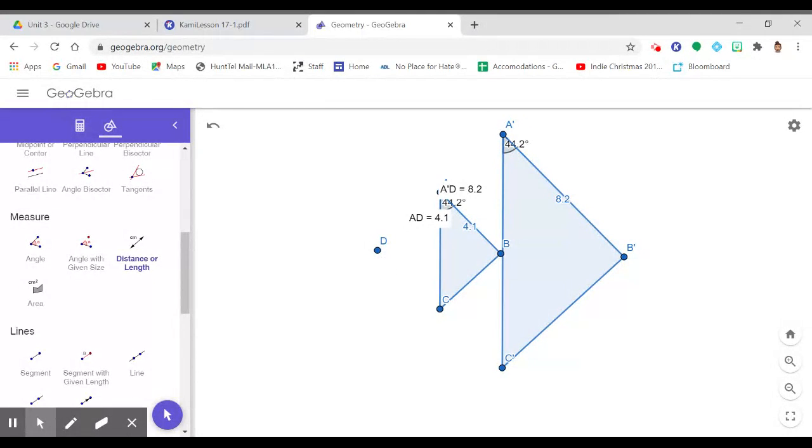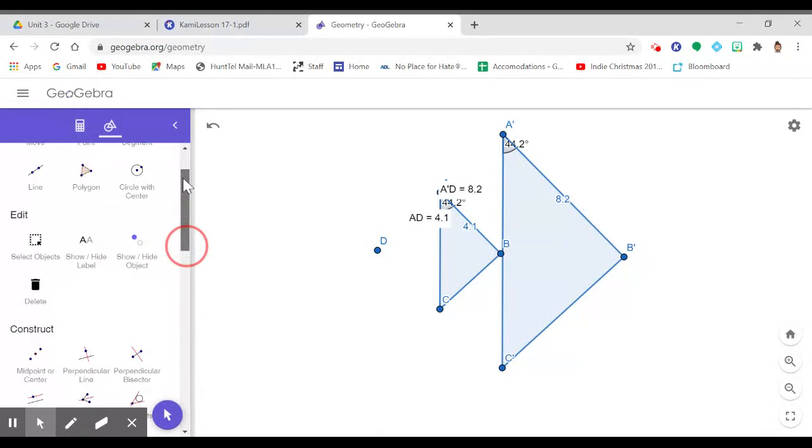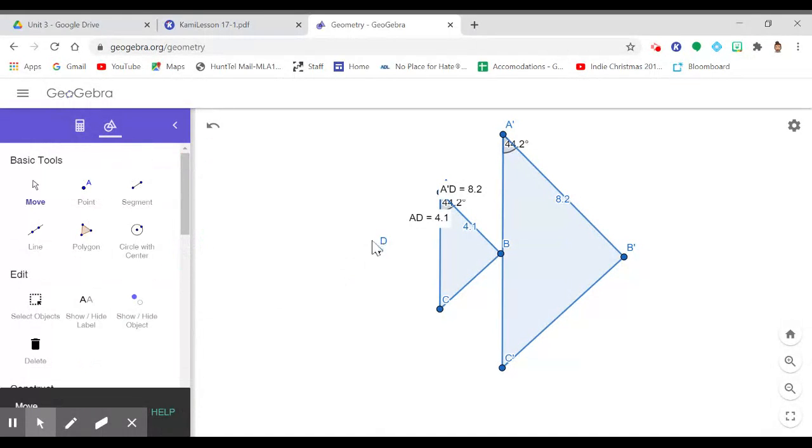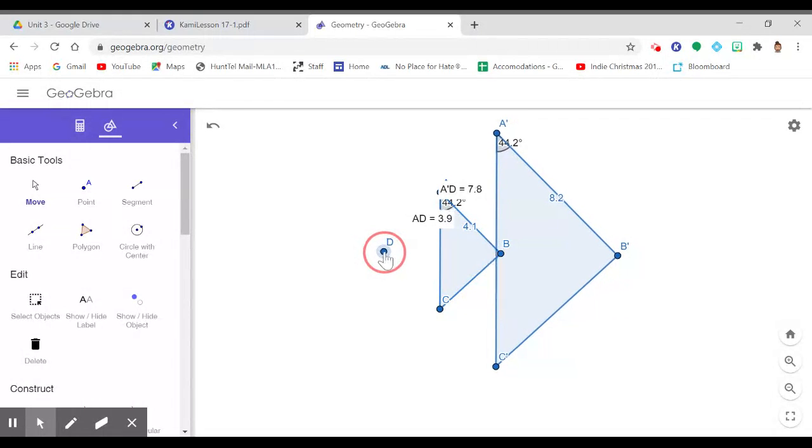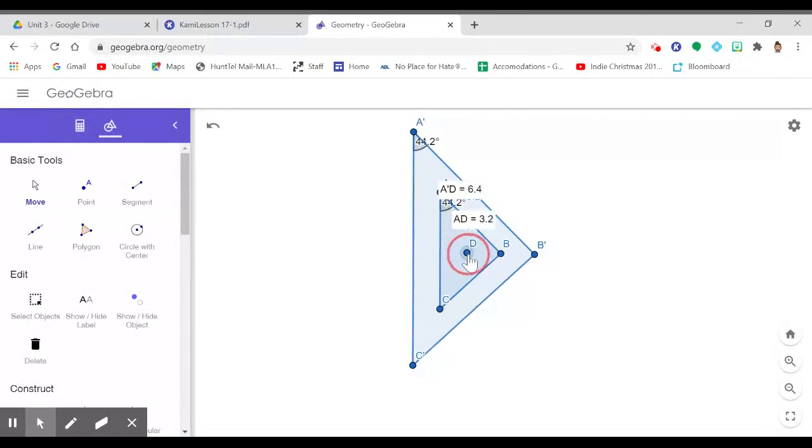Not only are the lengths of segments being doubled, but obviously the distance from corresponding points to the center of dilation is being doubled. And I want to see if that remains true when we start moving that center of dilation. So the distance from A to D is 4.1. So from a pre-image to the center, and from an image to the center is now 8.2. Let's see what happens. Does that relationship stay as we move the center of dilation? So let's move it within the figure.